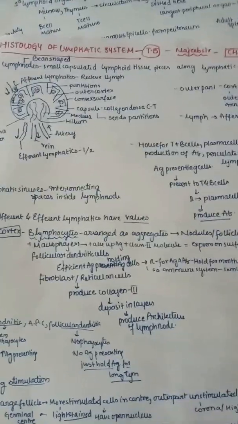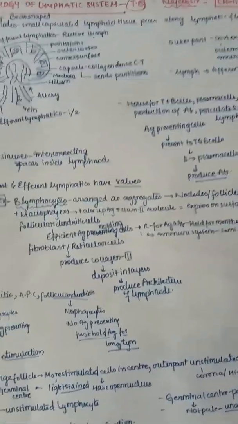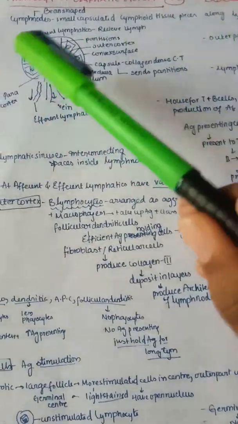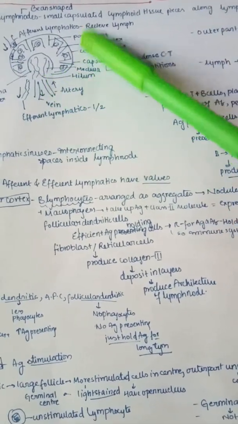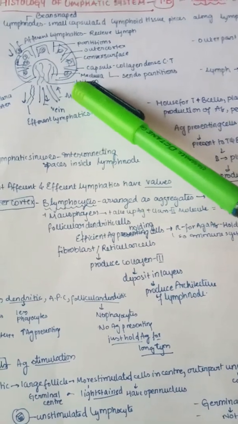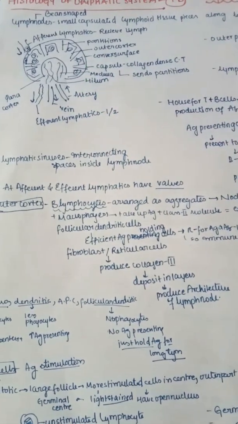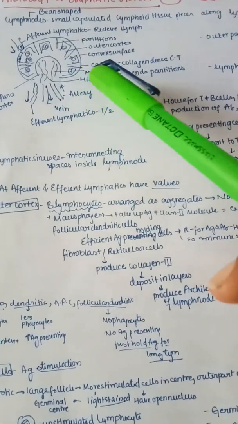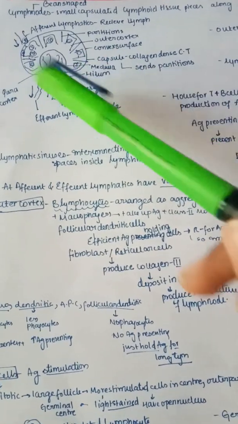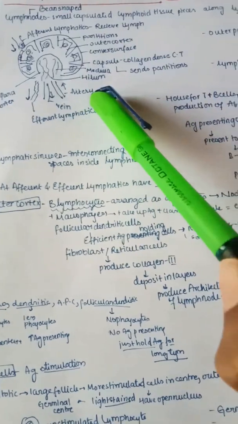Let's start with the histology of the lymphatic system. First, we know this is a lymph node. A lymph node has an outer cortex and an inner medulla, and it has a capsule which is made up of dense connective tissue, and this connective tissue capsule only moves inward to form the lobes inside the lymphatics.